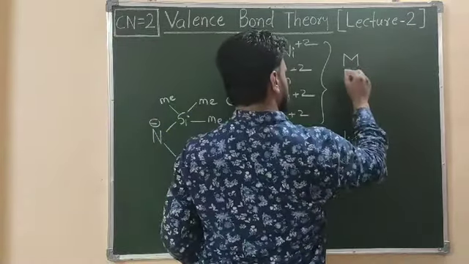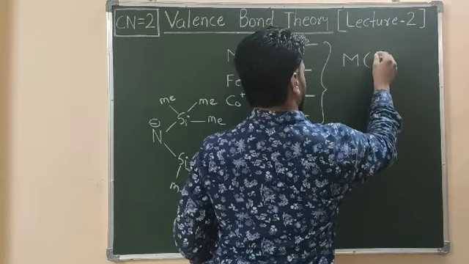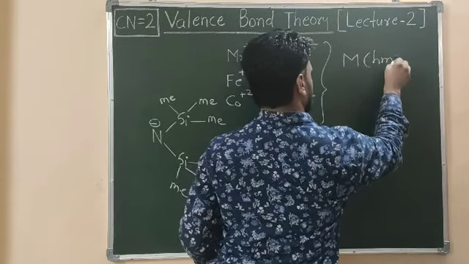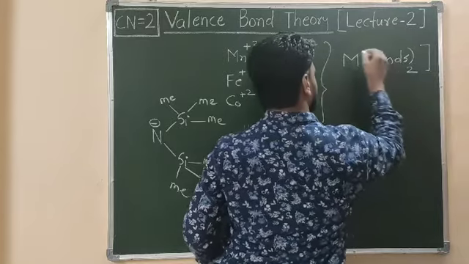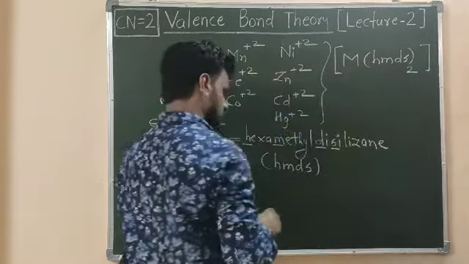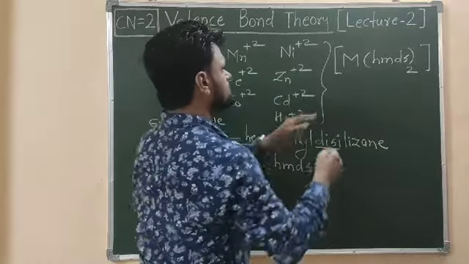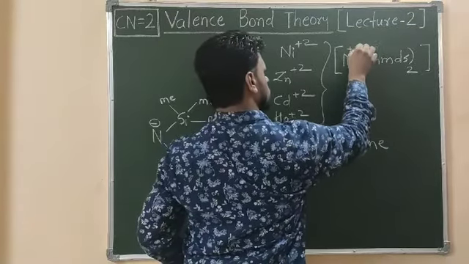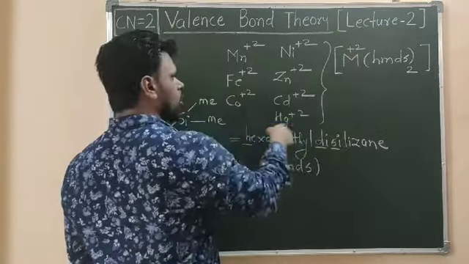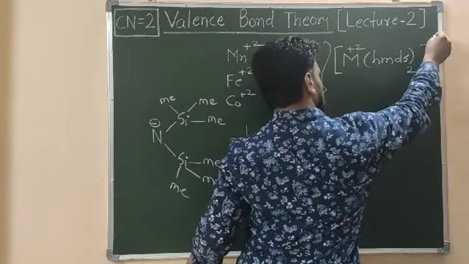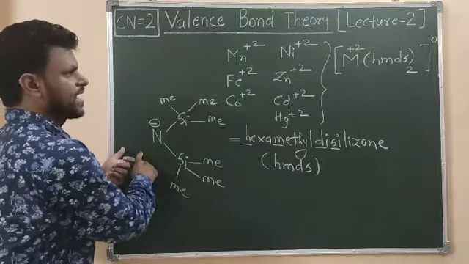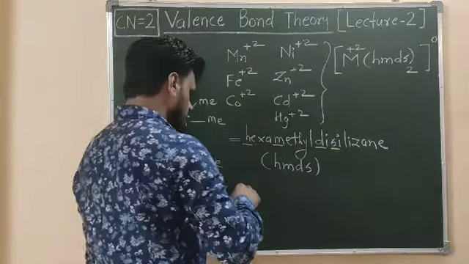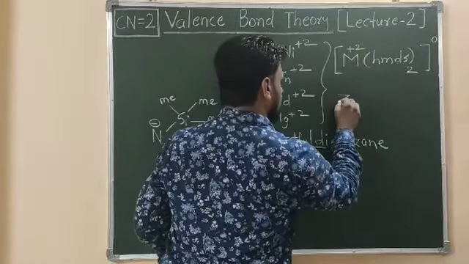So M is a metal ion with a plus 2 charge, and this is HMDS as a kind of ligand. So you know that I am having a metal. The metal has a plus 2 charge, and it can be any of these, and the coordination sphere will have 0 charge because each ligand will have a minus 1 charge.